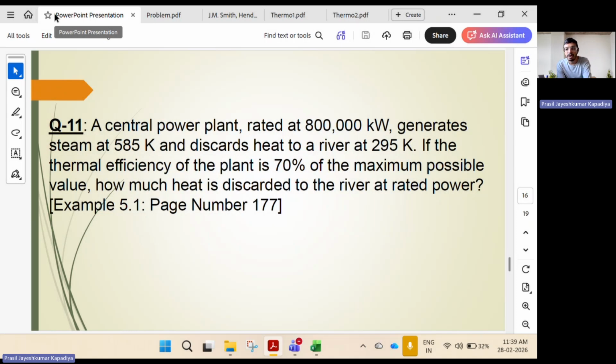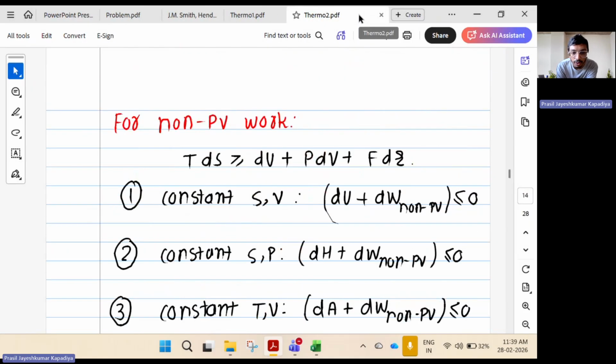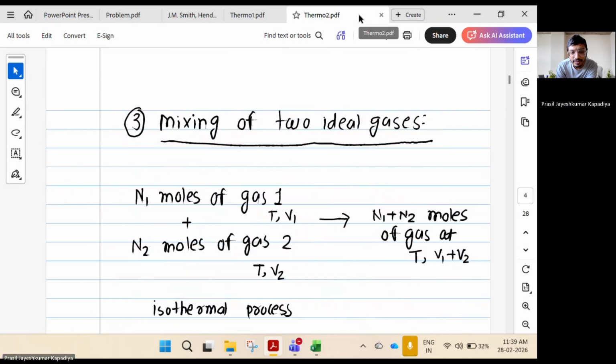If the thermal efficiency of the plant is 70% of the maximum possible value, so what is the heat discarded to the river? Okay, so this is a clear problem of the second law of thermodynamics.